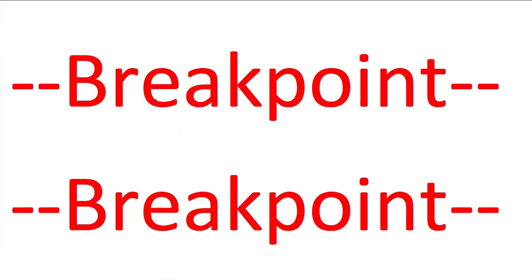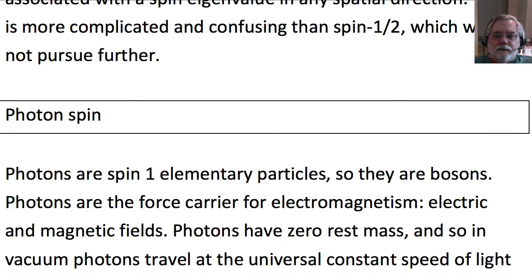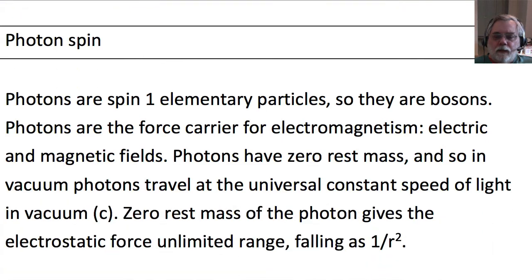This is a possible time to take a break. The main reason that we spend time considering spin 1 is because the photon has spin 1. Photons are spin 1 elementary particles, so they are bosons. Photons are the force carrier for electromagnetism, electric and magnetic fields. Photons have zero rest mass, and so in vacuum, photons travel at the universal constant speed of light in vacuum, c.